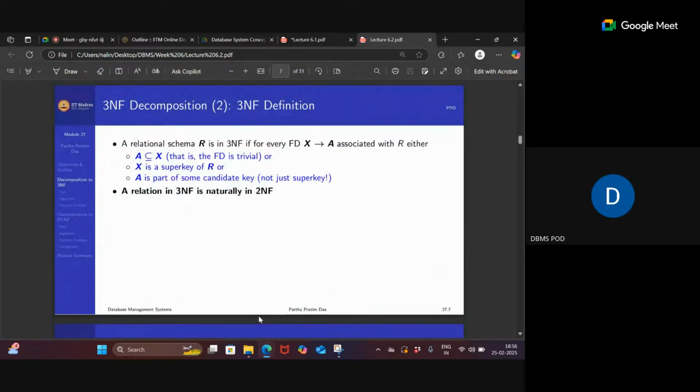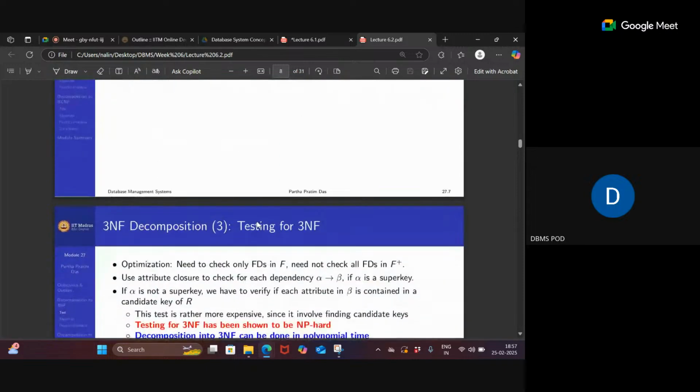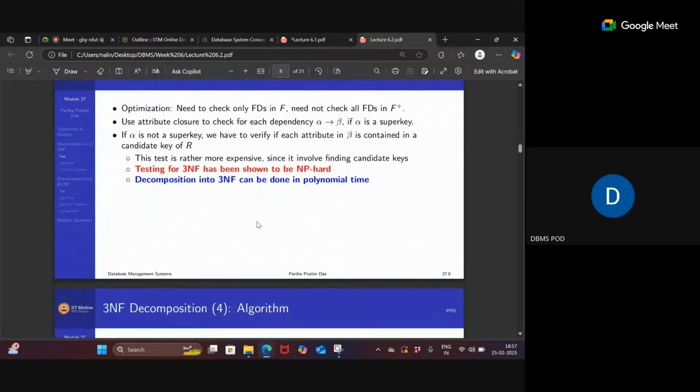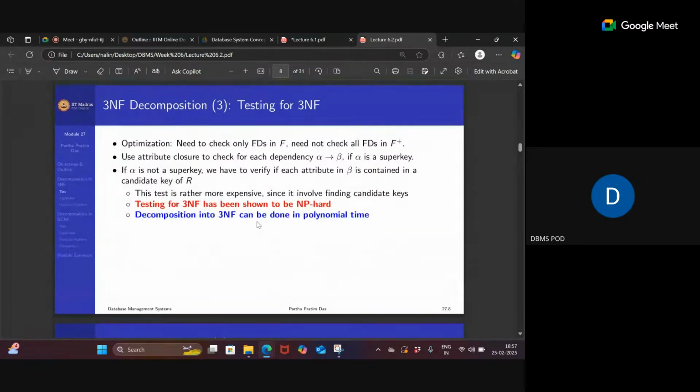This is the motivation for 3NF, why we are going for 3NF. A relation scheme, we have already seen this, it is kind of a repetition. If it is in 3NF, and if this FD X determines A is true, then either A is a subset of X, or X is a super key, or A is part of a candidate key. This we have already seen. And testing for 3NF, we have already seen how to test whether a schema is in 3NF or not.